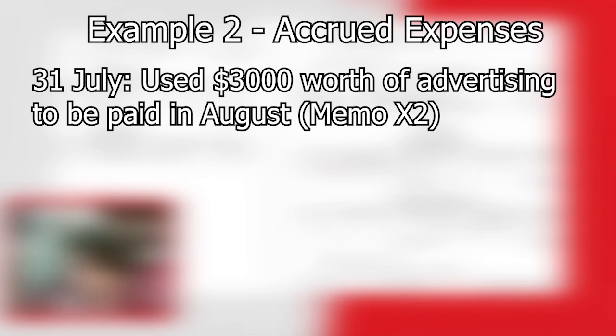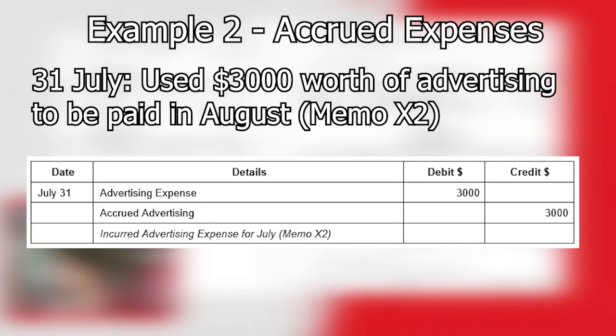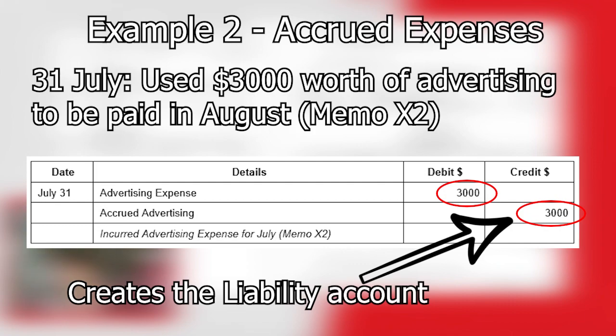Memo X2. So we look at our general journal. We put in 31st of July, advertising expense 3,000, and the accrued advertising a credit of 3,000. So that creates the liability account. And this narration will have incurred advertising expense for July, memo X2. And very much it becomes the expense, and we ensure that we are following the accrual assumption.